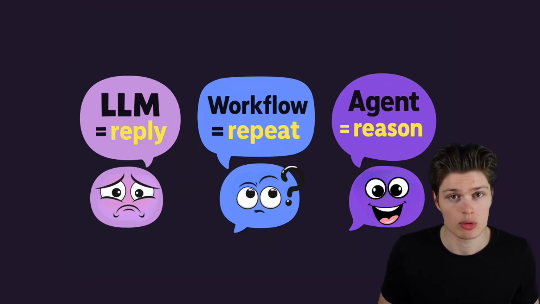There are 3 different levels of AI you can use. Level 1 is large language models or LLMs. Level 2 is AI workflows, and level 3 is AI agents. Without further ado, let's walk through each one of them.